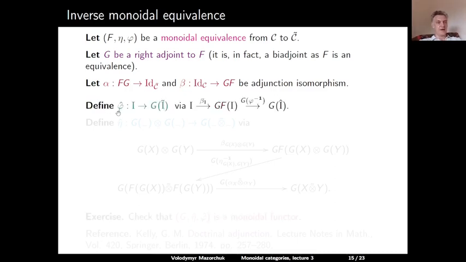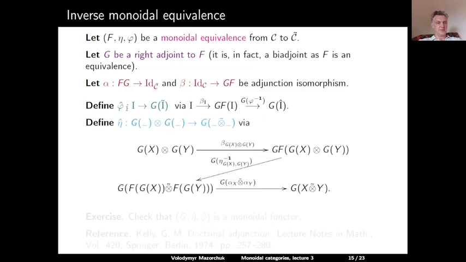Now we define the map phi hat from the identity in C to G applied to the identity in C tilde as the composition. So we start from the identity in C, we apply beta, and we go to GF applied to the identity in C, and now we apply G of phi inverse and end up in G applied to I tilde. So this composition is our phi hat. Next, we define the natural transformation eta hat from G tensor G to G of the tensor product via the following composition.